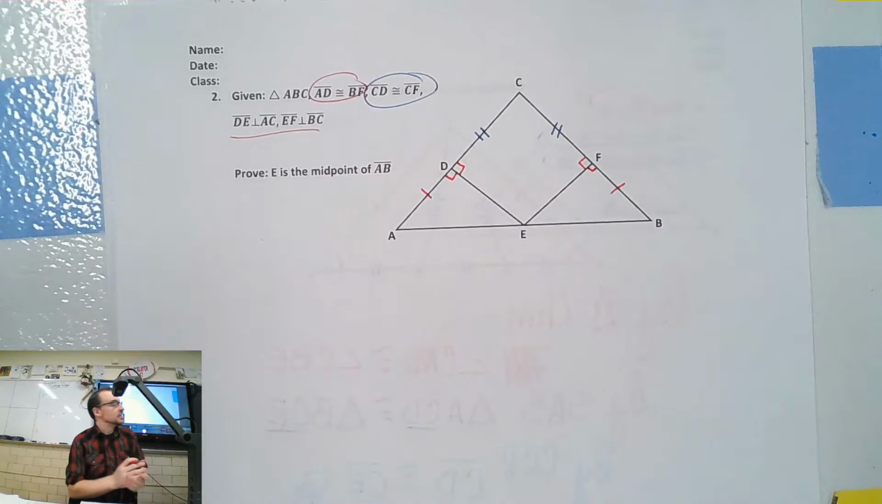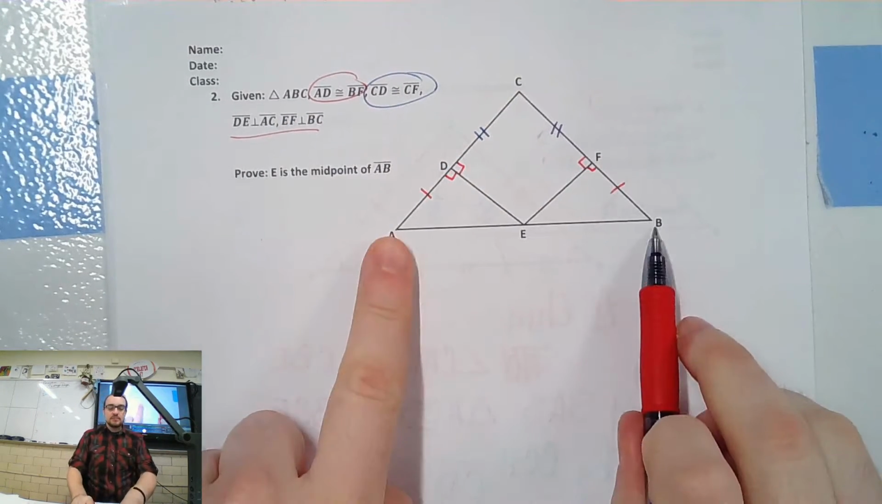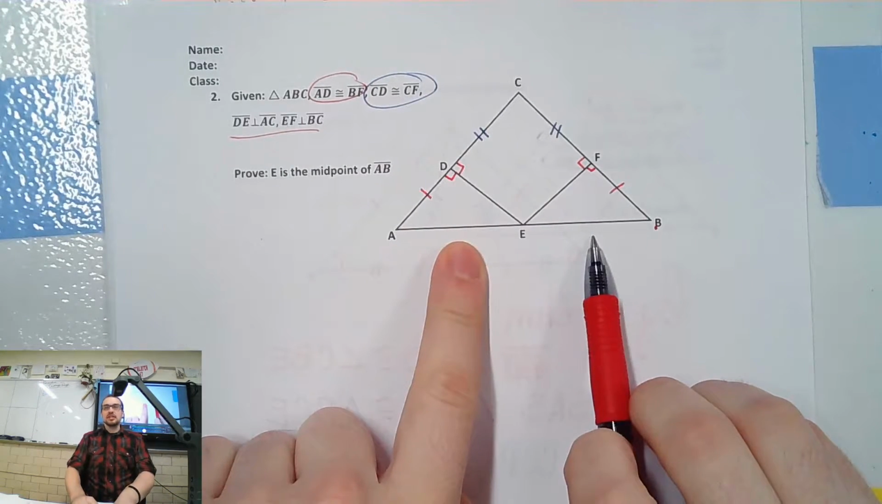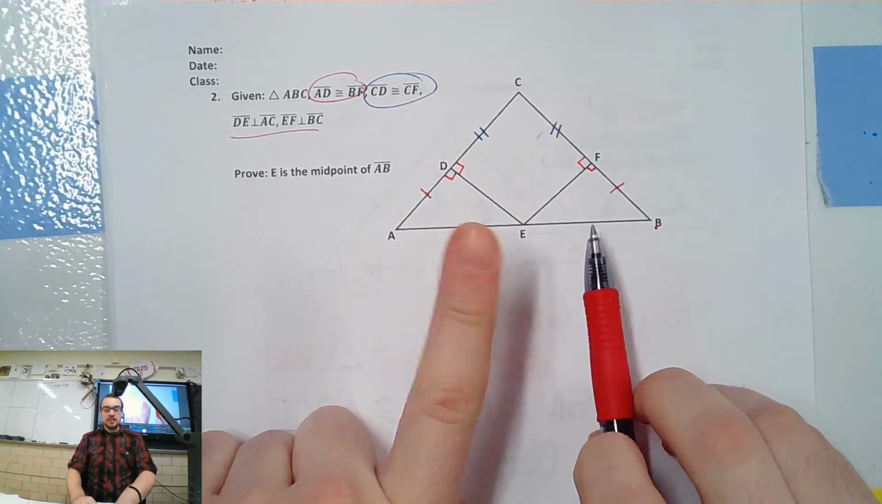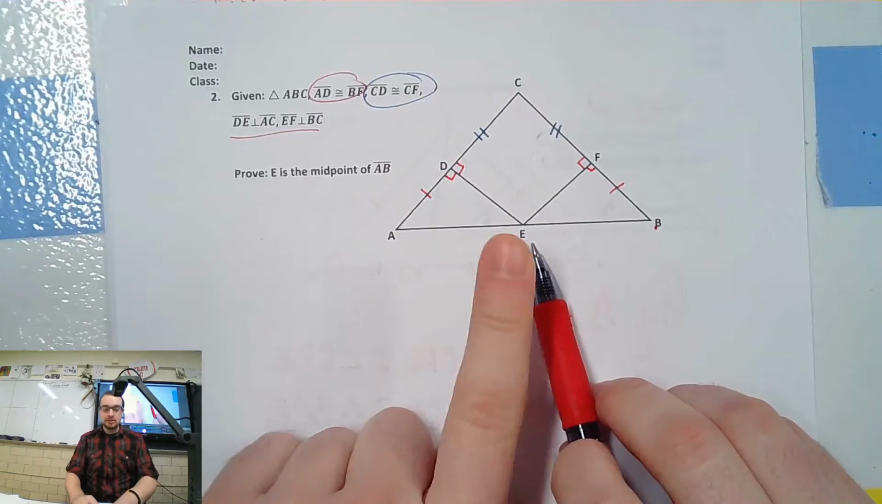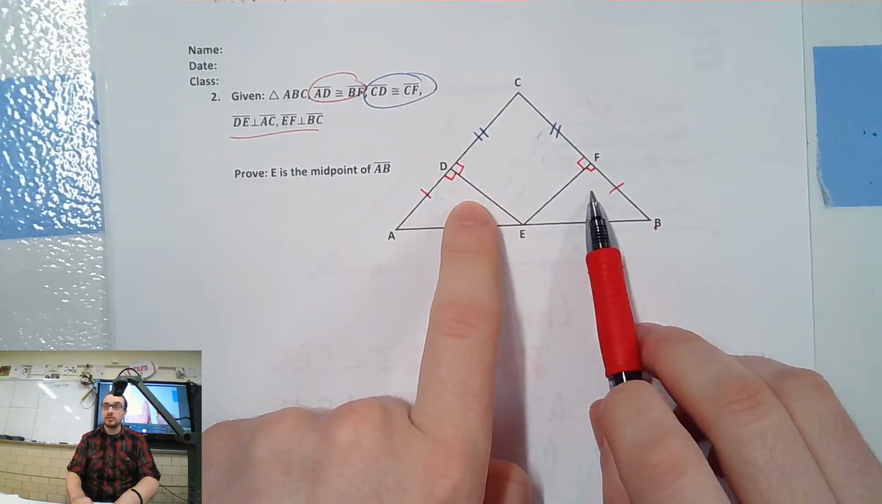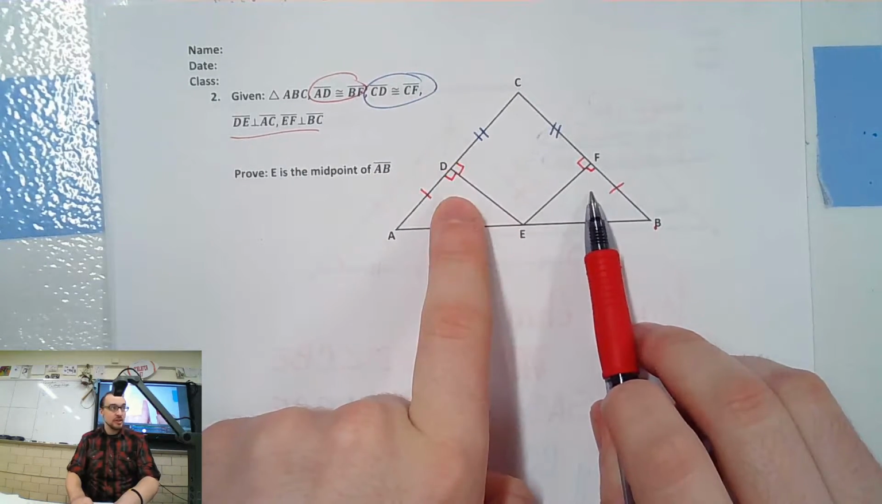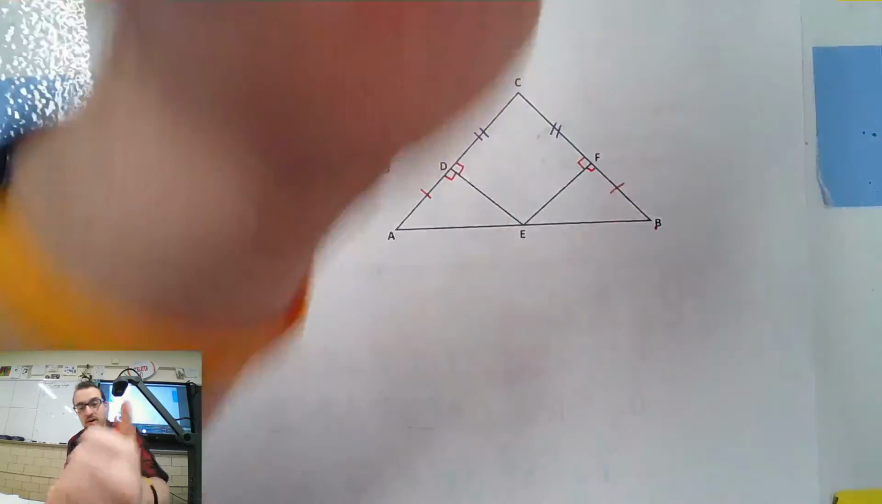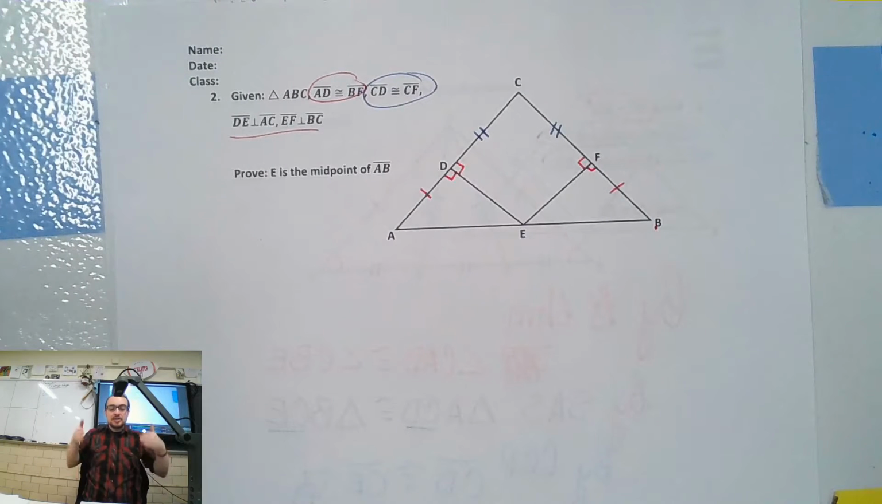We're going to prove that E is the midpoint of AB. So here's AB, here's E. In order for E to be the midpoint, we know that these two segments have to be congruent, right? So if we can get these two to be the same, then by definition, E is the midpoint. Now those two segments belong to these two triangles. So if we can prove these two triangles the same, then we get these two segments. And then by definition, E is the midpoint. What do you see that we can add to our diagram?